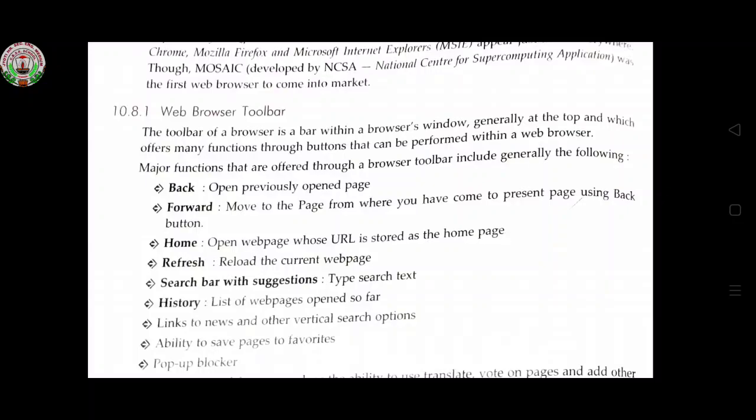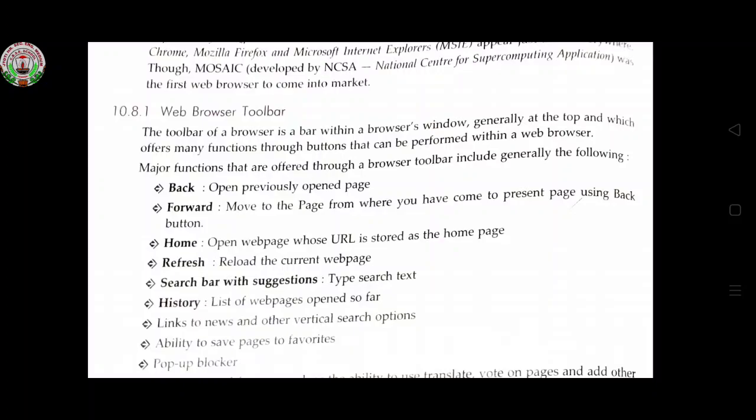Back: the previously opened page. Forward: move to the page from where you came to the present one using the back button. Home page: when we write an address in a URL, we first get the home page. Refresh: reload the current web page. If we are not getting something, we refresh our page. Search bar: if you want to search something, you write in the search bar. History: list of the web pages opened so far.